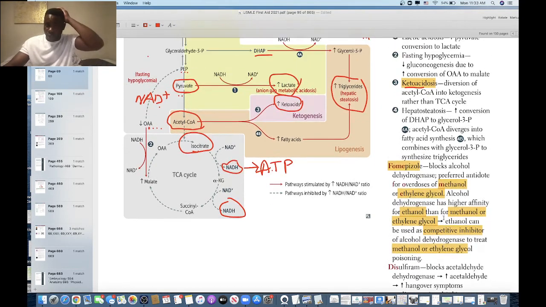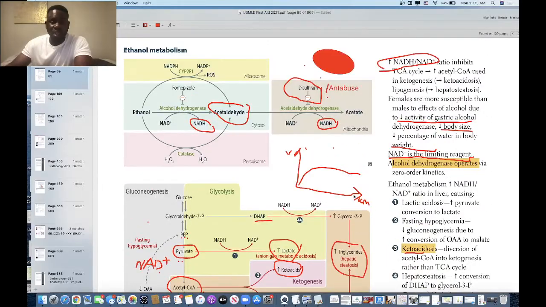That's what I was saying: if somebody, for example, has drunk methanol or ethylene glycol, which is antifreeze, those things will be converted, for example, into formic acid. That formic acid is very toxic. We don't want that to occur. But at the end of the day, it is alcohol dehydrogenase that is converting both of them into formic acid. So what do we want?